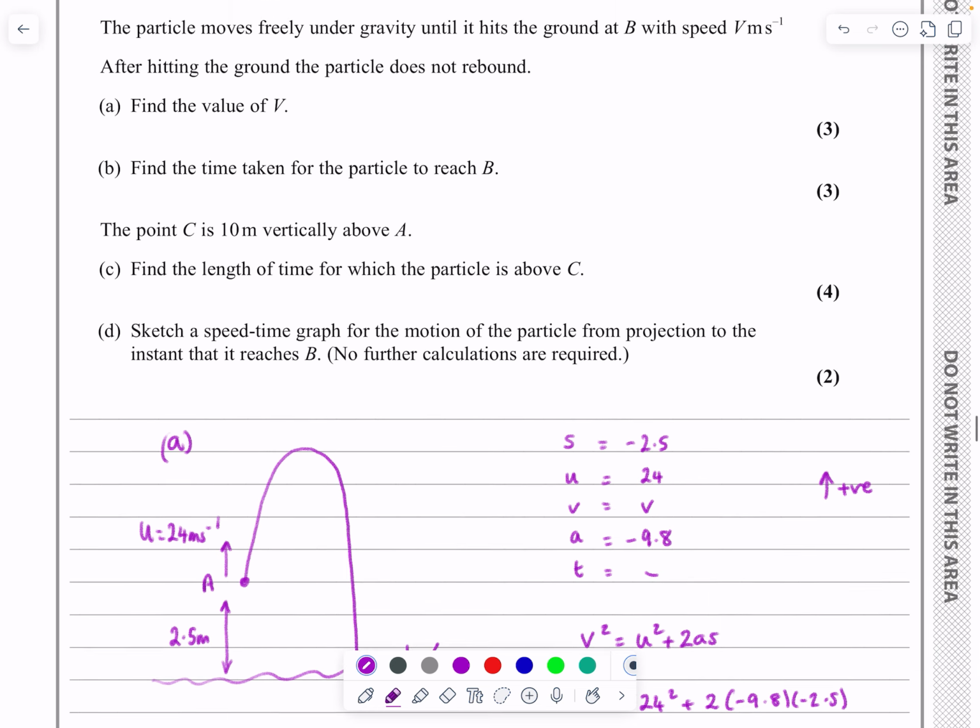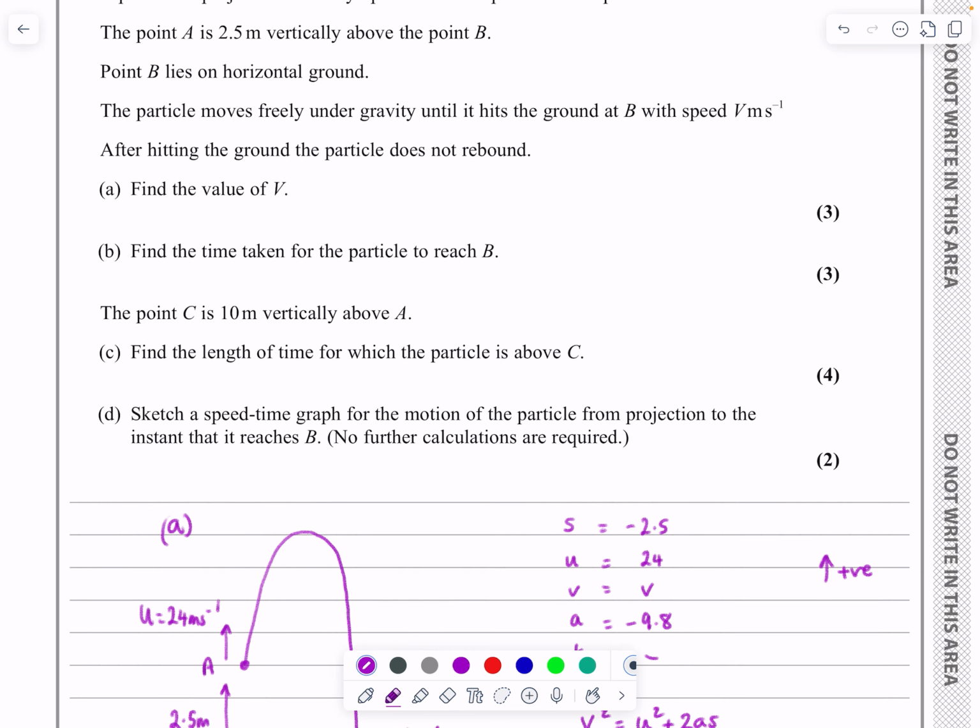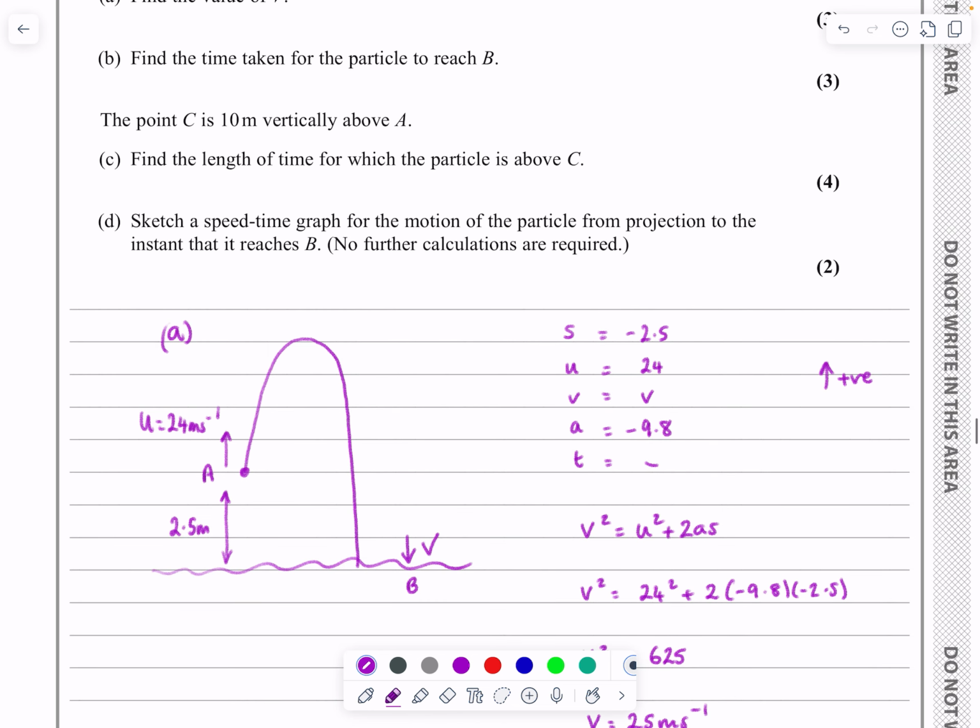What do we have for the next part? It says point C is 10 meters vertically above A. Find the length of time for which the particle is above C. So hopefully you've done these questions before. I'm going to put it on the same diagram here. What they're saying is that C is this point 10 meters above A. How long is it in that situation?